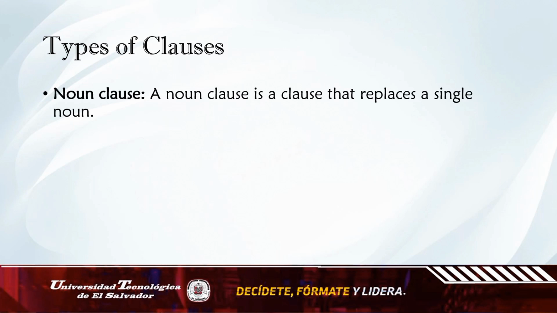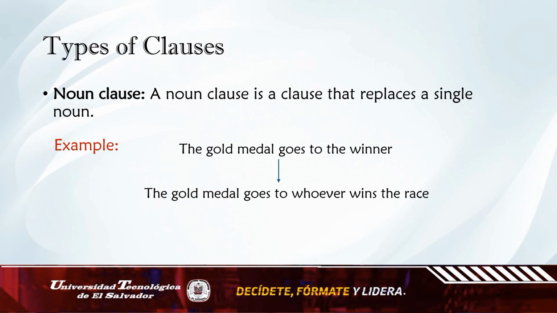And finally, noun clause. A noun clause is a clause that replaces a single noun. For example, "the gold medal goes to the winner" can become, "the gold medal goes to whoever wins the race." The noun clause is "whoever wins the race," as it replaced the noun, "the winner."